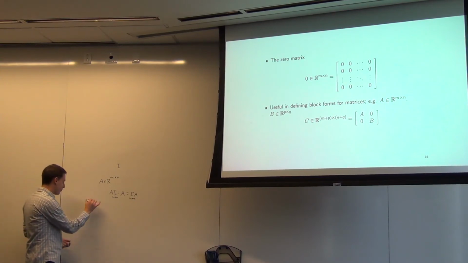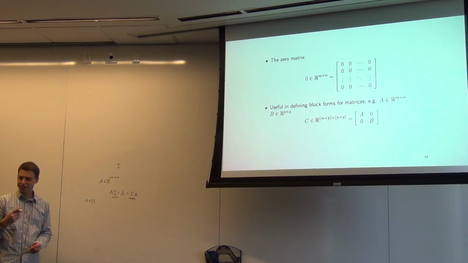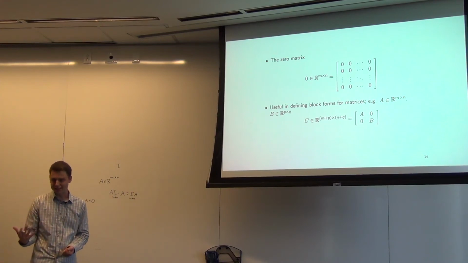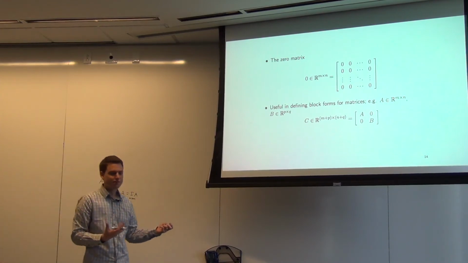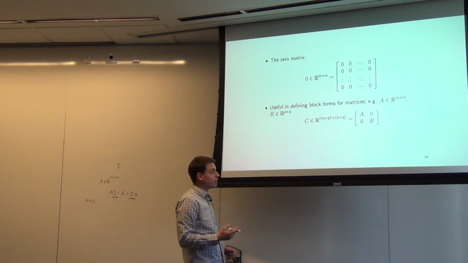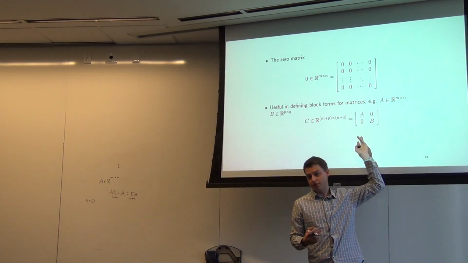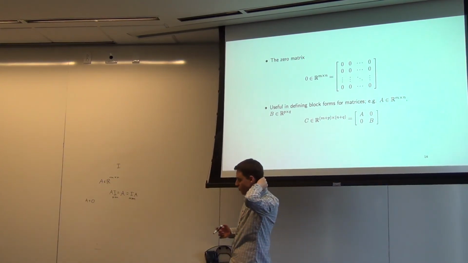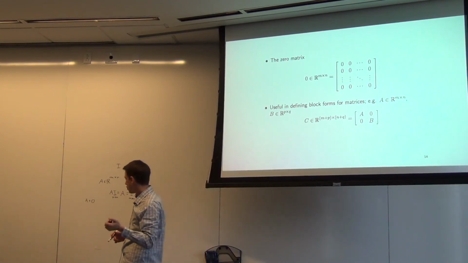But when you write 0, 0 is one of these special characters that can actually be taken to be whatever size you need in our case. This is very useful when we're constructing things like block matrices. By the way, if you want to specify what size it is, you could do something like this.